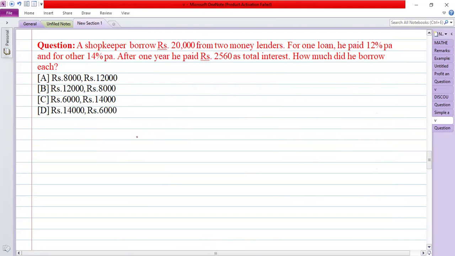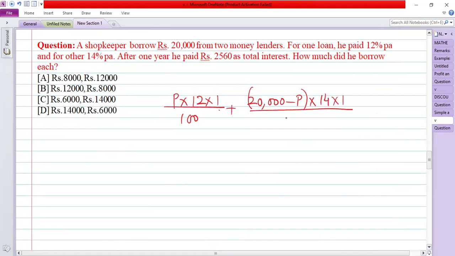Now, if we solve this question by the basic way, it will be P into 12 into 1 divided by 100, and then 20,000 minus P into 14 into 1 divided by 100. And this is given to be 2560. Okay. So here, what is the P? I may call it P1.